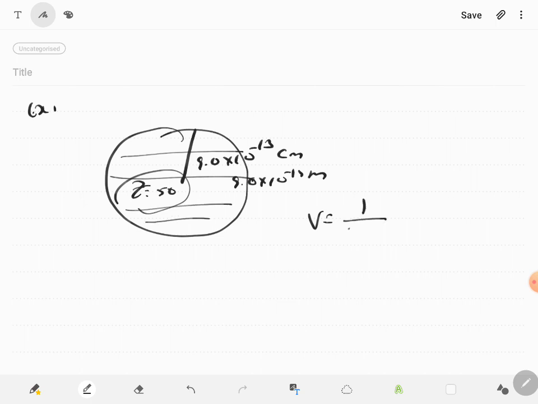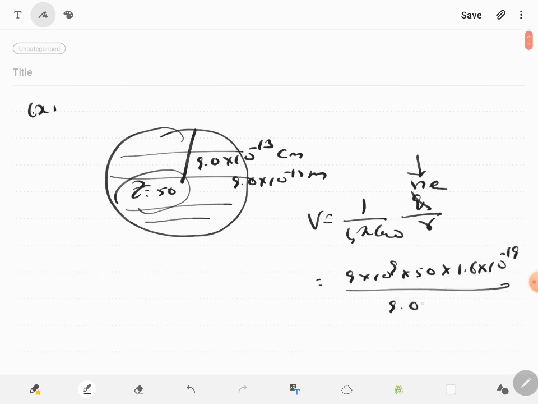You know that V is equal to 1 by 4 pi epsilon naught into Q by R. But Q is not just Q, it's N into E, which is 50 into E. So 9 into 10 to the power 9 into 50 into charge of a proton, 1.6 into 10 to the power minus 19, by the radius, which is 9.0 into 10 to the power minus 15. So then this will give you the potential at that point. Just calculate it. You have to get the answer as 8 into 10 to the power 6 volts.